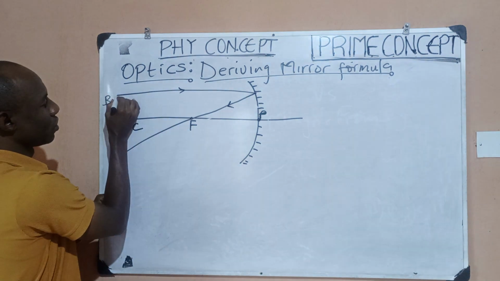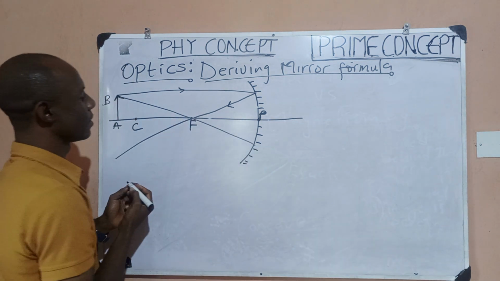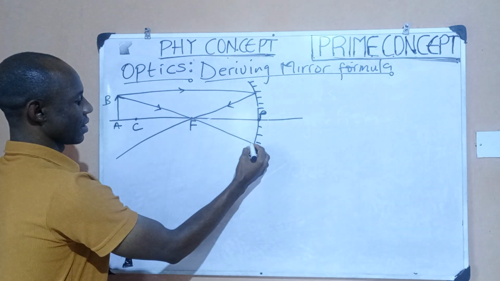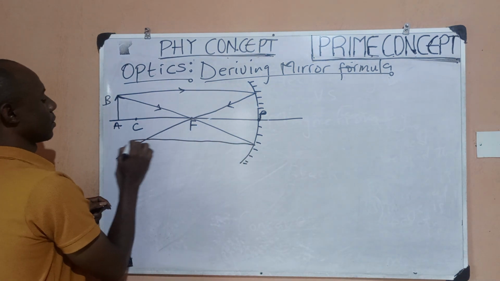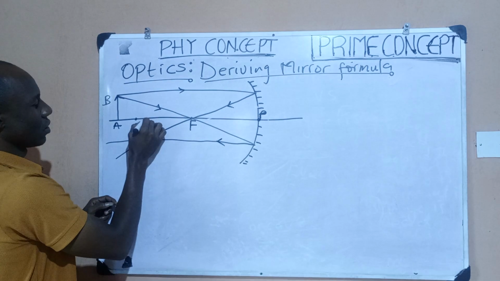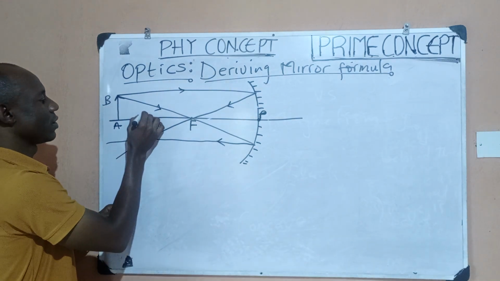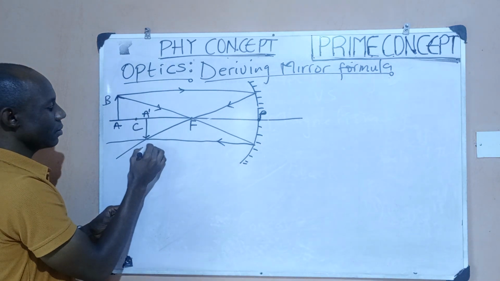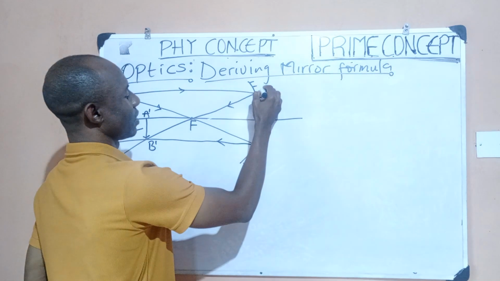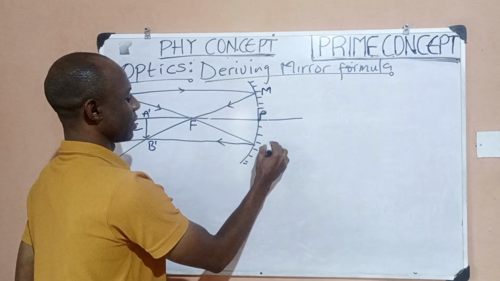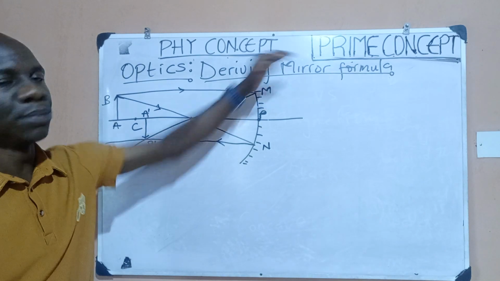If I consider another rule where I'm passing through the focal point this time around, so I hit this, right? When it hits my mirror, it would come out this way, so that this point is your image. So I'm going to call my image A prime B prime. So this is going to represent my image. So that I want to call this point, say M, and I'll call this point N. Now I have this, right? So from this diagram, I'll be deriving the mirror formula.